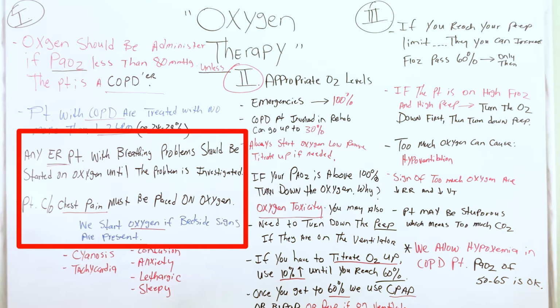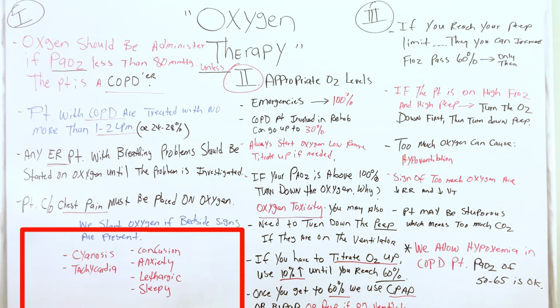Now, any ER patient with a breathing problem should be started on oxygen until the problem is investigated. I don't care if that's 2 or 3 or 4, whatever the case may be. But if they present to the ER with a breathing problem, you should start them on oxygen, okay? A patient complaining of chest pain must be placed on oxygen. We also start oxygen on a patient for bedside signs that we come in contact with. So if you see the presence of these signs, then you need to start your patient on oxygen.